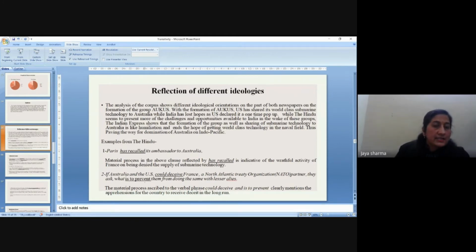And the next: "If Australia and the US could deceive France, a North Atlantic Treaty Organization (NATO) partner, they ask, what is to prevent them from doing the same with lesser allies." Again, we find "could deceive" and "is to prevent" as material processes, and the verbal phrases clearly mention the apprehension of the country about receiving deceit in the long term.